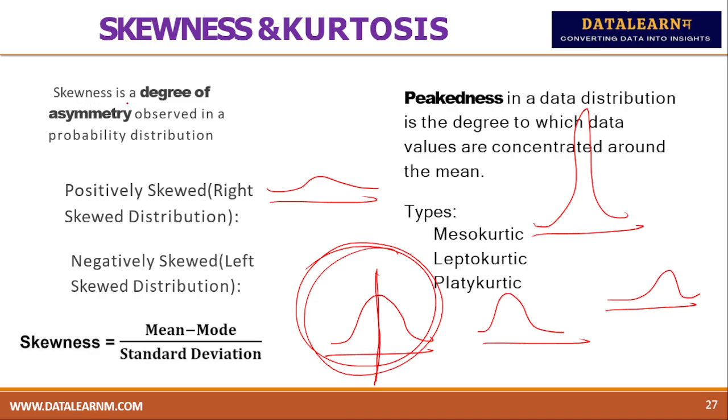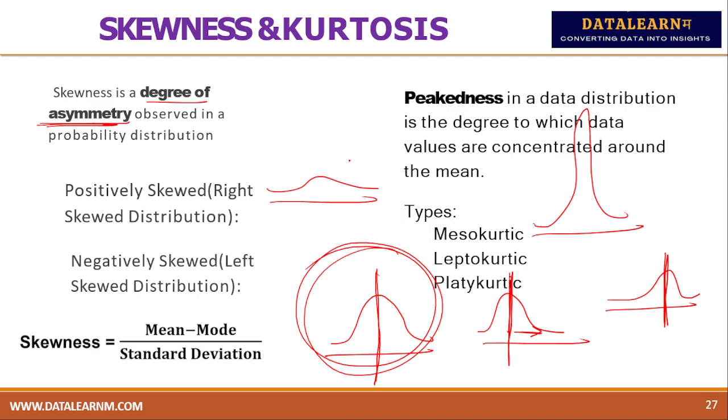So what is meant by skewness? It is a degree of asymmetry. That means it's shifted somewhere. On the left side, less data is there. On the right side, most of the curve is lying. Left skewed, like this.